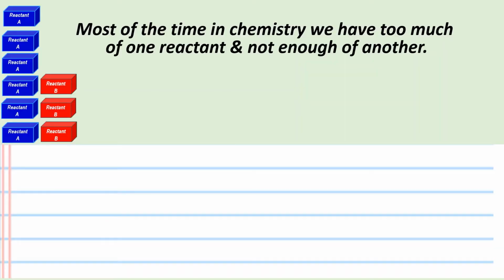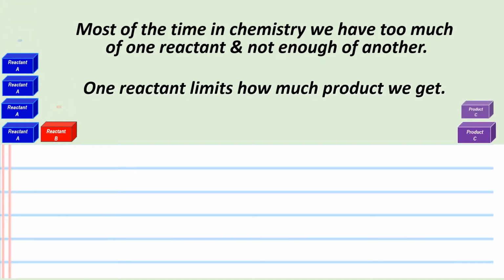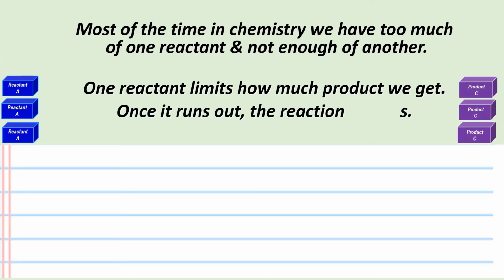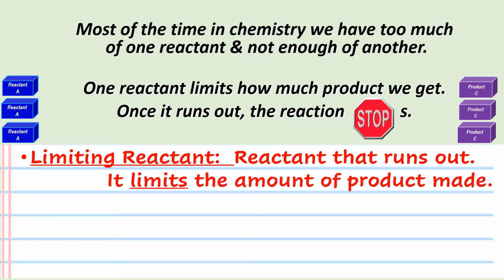Most of the time in chemistry, we have too much of one reactant and not enough of another. So one reactant will limit how much product we're able to make. And once it runs out, the reaction stops. The limiting reactant or limiting reagent is the reactant that runs out first. It's the one that limits the amount of product we're actually going to be able to make.